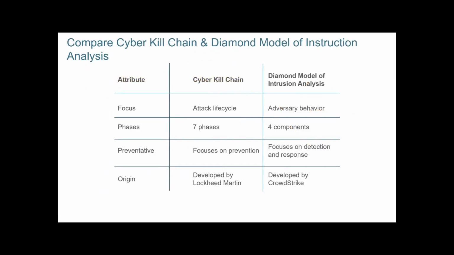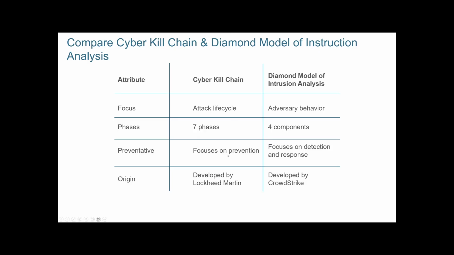I put them in a chart. I always need charts. So here we've got the cyber kill chain and the diamond model of intrusion. The focus of the cyber kill chain is the life cycle of an attack. It starts with reconnaissance and it ends with actions on objectives. It's got those seven phases. But the diamond model is more about the behavior of that adversary. There are seven phases in the cyber kill chain. Again, you need to know them all. But there are four components, hence the diamond model.